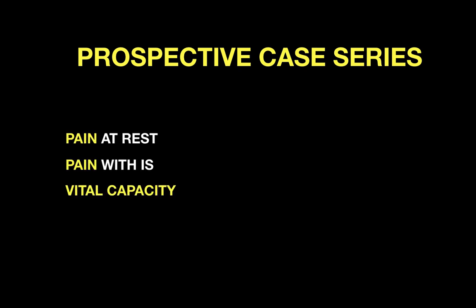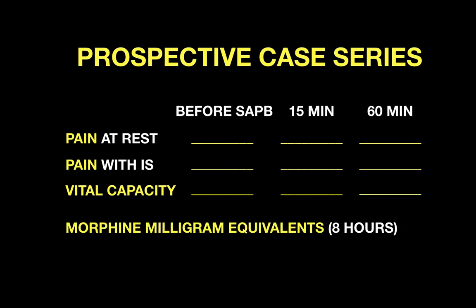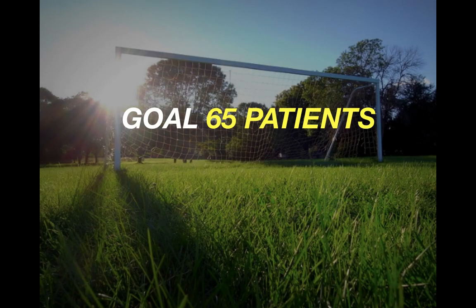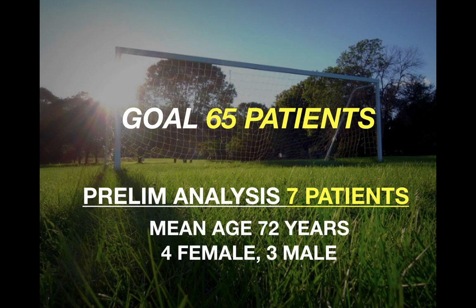So we're doing a prospective case series where we assess pain at rest, pain with incentive spirometry, and vital capacity of patients before the block, 15 minutes, and 60 minutes after the block is performed. We also record the morphine milligram equivalents received by the patients in the 8 hours after the block, and have assessed for complications in the 24 hours after the block. Our goal is to enroll 65 patients. To date, we've enrolled 7, with a mean age of 72 years, 4 female, 3 male.